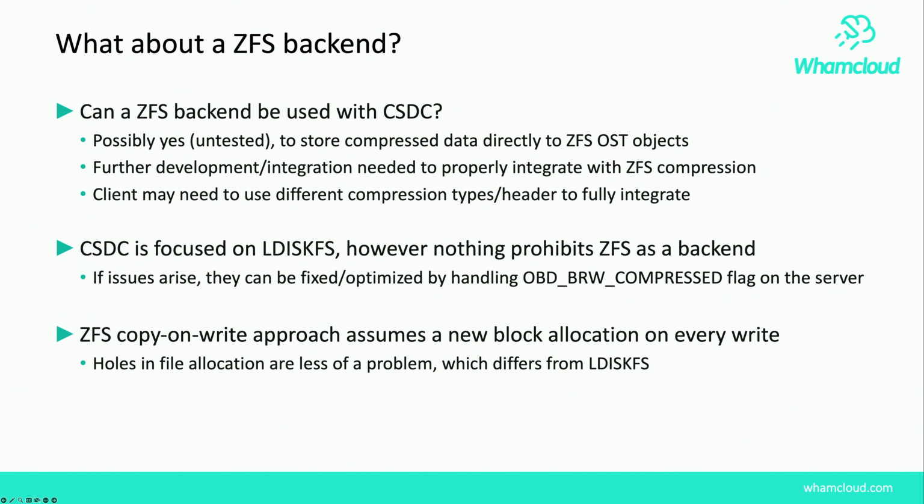If we find that ZFS needs specific hints to work better, things like, if you already have compression on a pool, we potentially would send the OBD BRW compressed flag to it and inform it that it may not be able to do full compression on the data that we're sending in because we've already compressed it. And of course, ZFS already is a copy on write approach, so it assumes new block allocation on every write. So the holes in the file allocation are a lot less problematic, which differs from LDISKFS, as it's a different architecture for the backend file system.